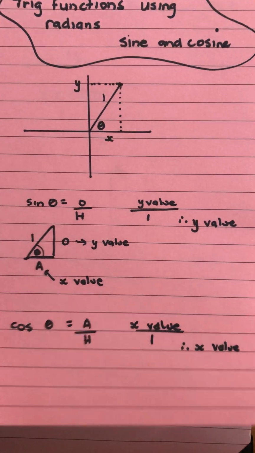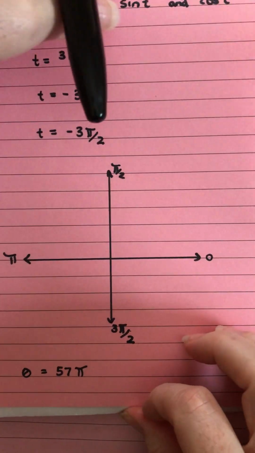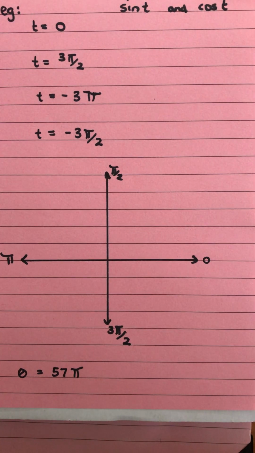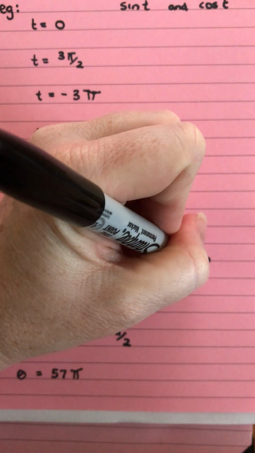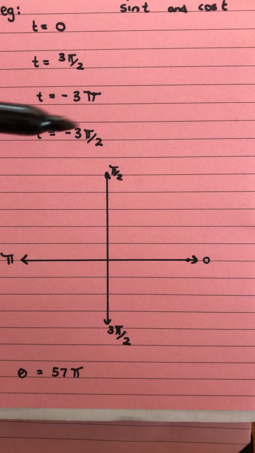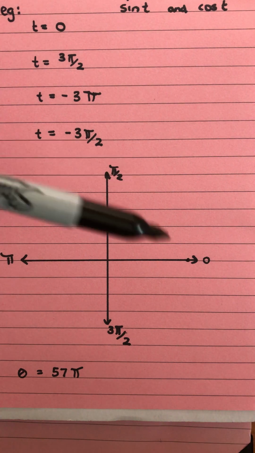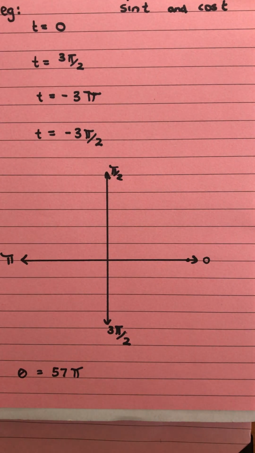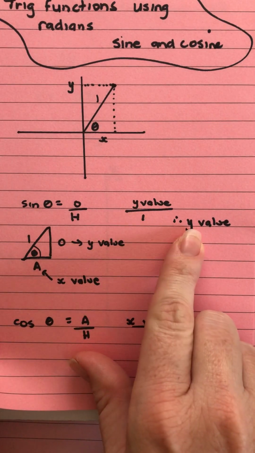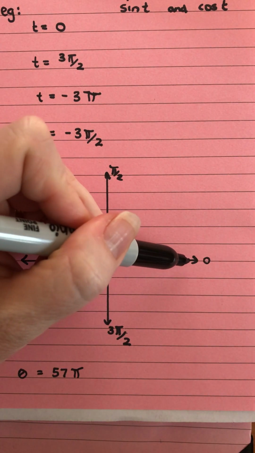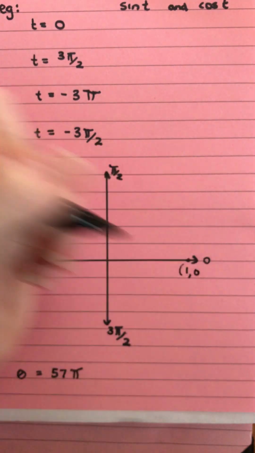So having a look at a couple of questions with that, we've got some examples here where we have t equals 0. So we want to locate where that is on our unit circle. Now if we've got t equals 0, it's over here. When we look at our sine t and cos t for that, our sine t we established in the first one was our y value. So if we flick back, you can see we wrote over here our y value for sine theta. So our y value here is going to be 0 because our coordinate here is 1, 0.